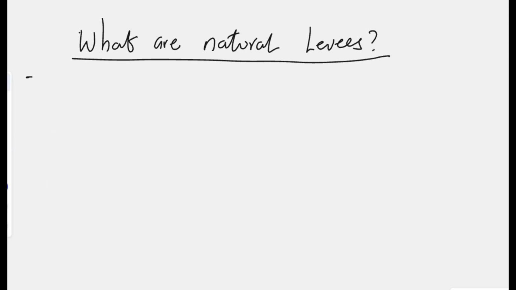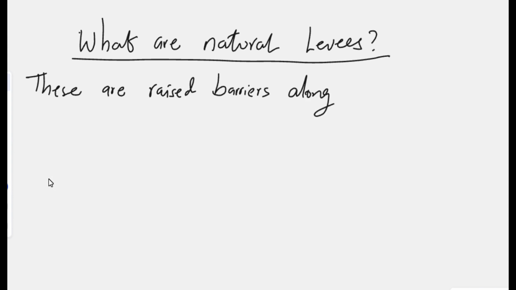Moving forward, what are natural levees? Because we said we need to connect these with the flood plain. We are saying that these are usually raised embankments or simply some natural barriers. And where do we find them? They are usually found along the river banks, and they appear to raise the river banks a bit higher.